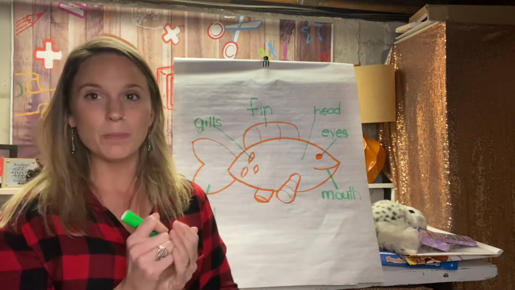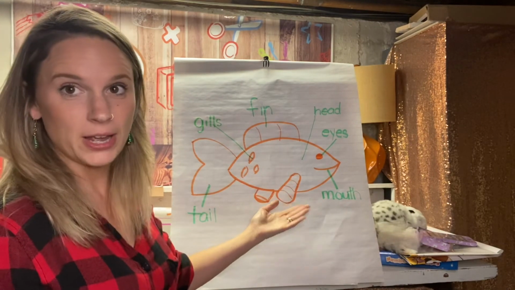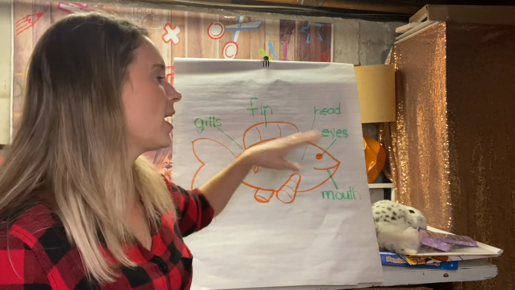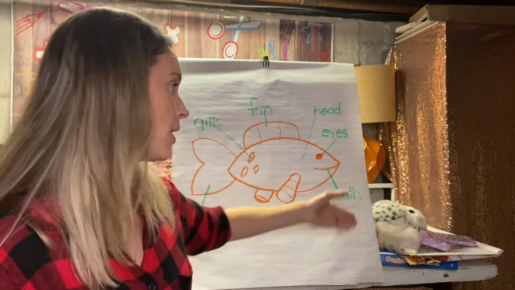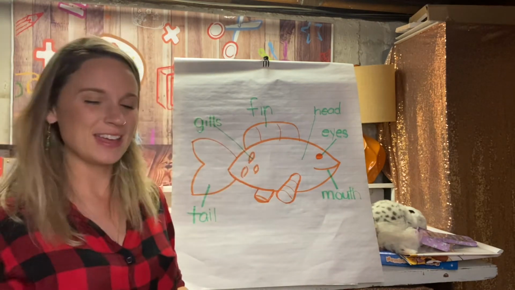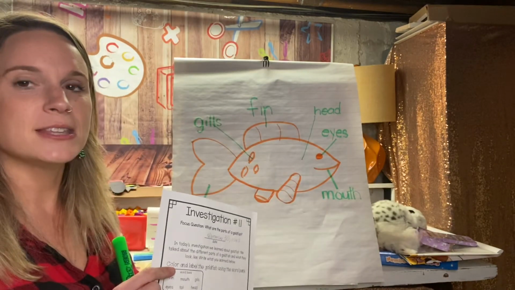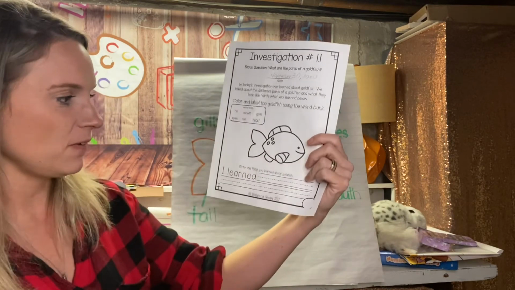So gills help him breathe, and fins help him to swim, right? Then we talked about his eyes, right? They would probably help him see. His mouth could help him eat, and his tail also helps him swim. It kind of goes back and forth, right? So after you have done that on your paper, you draw the lines and label your parts of a fish.